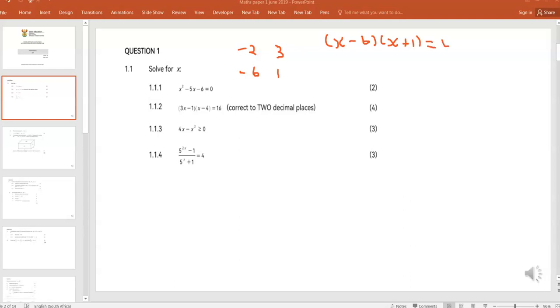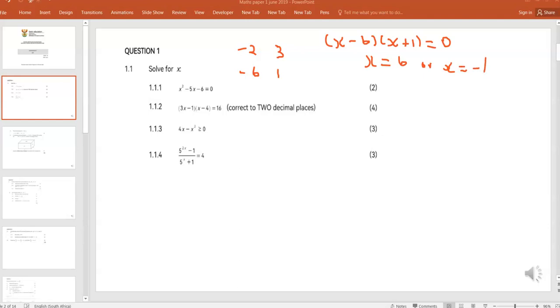And then from there onwards, you can just equate the whole thing to 0. So x is equal to 6, and also x is equal to -1. So that will be a lovely 2 marks. For those who are not comfortable with factorizing, I will advise that you can use the formula.